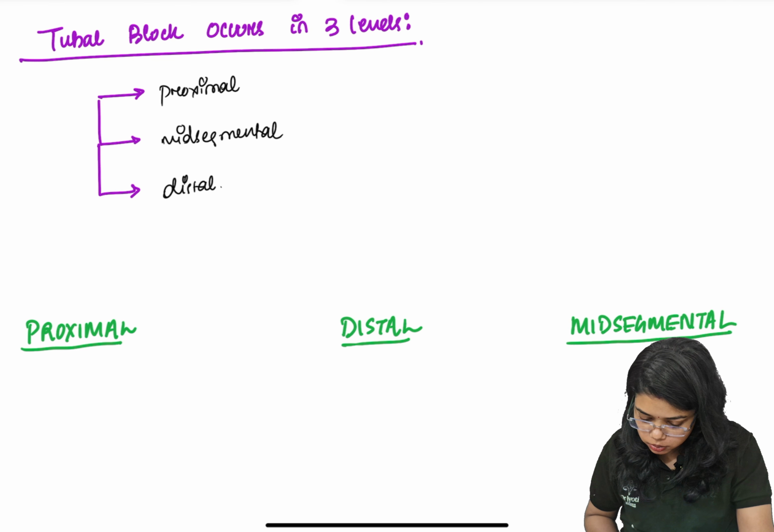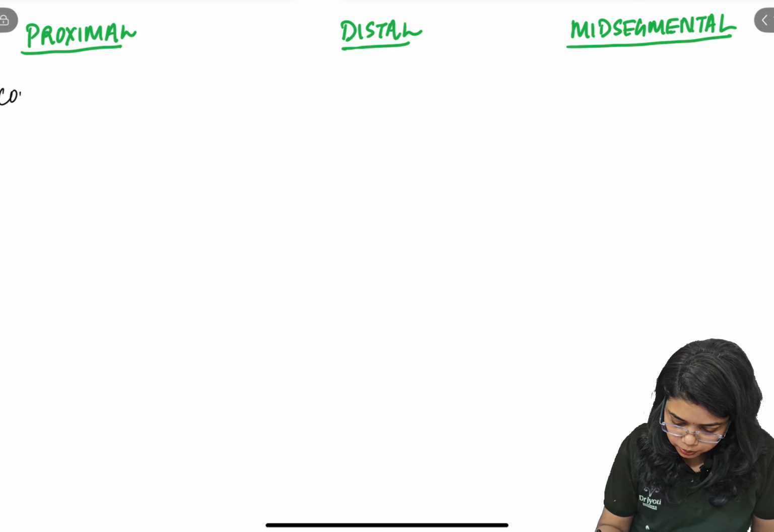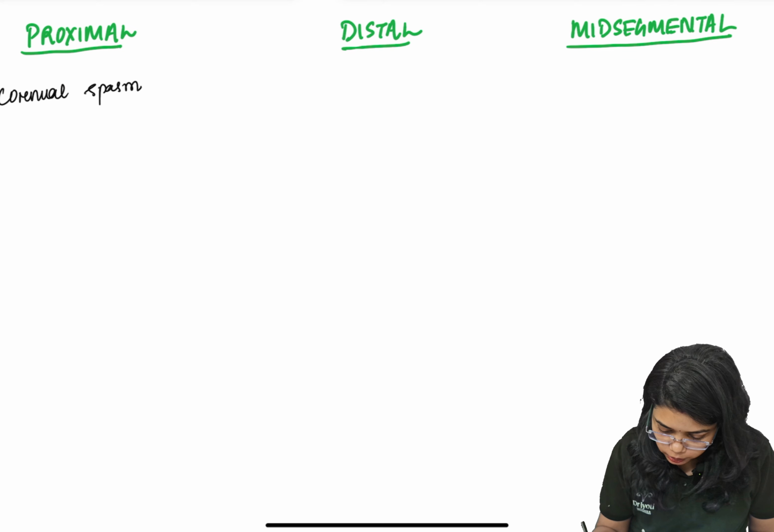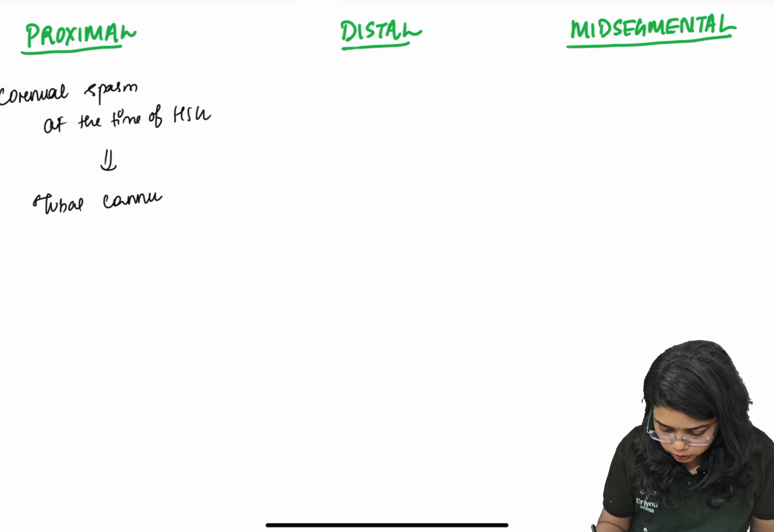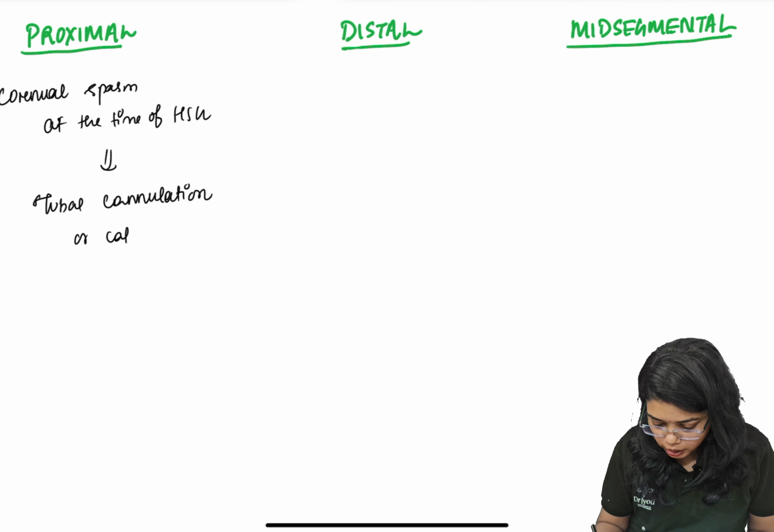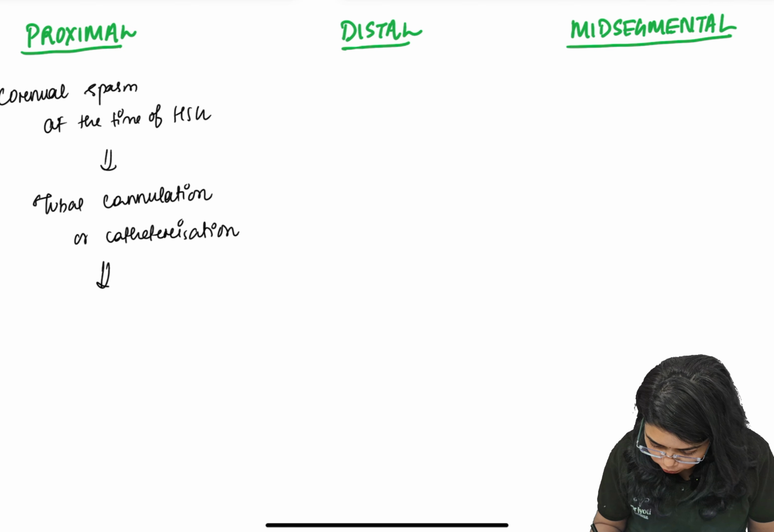Okay, so the proximal block is due to cornual spasm. Most commonly it is due to cornual spasm due to the procedure of HSG itself. So what we do is tubal cannulation. We put a cannula and try to open, or we can do catheterization. Tubal cannulation or catheterization, followed by chromotubation.